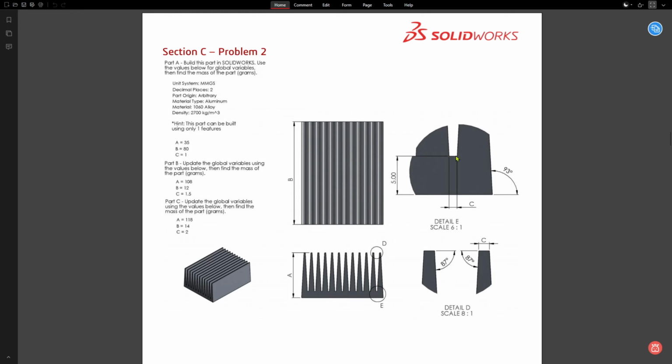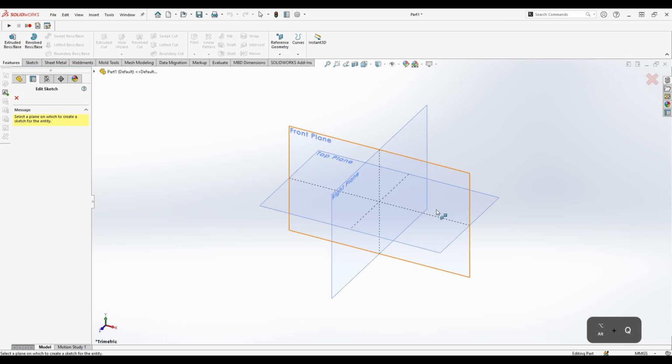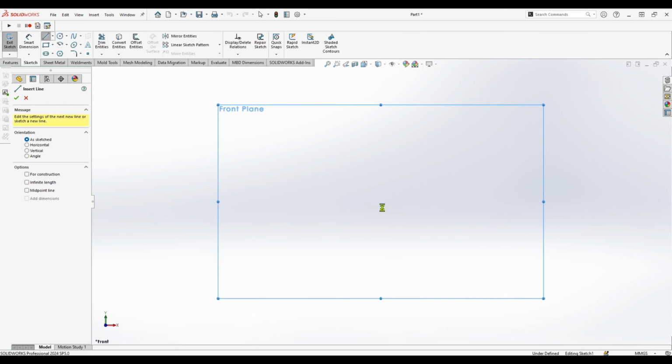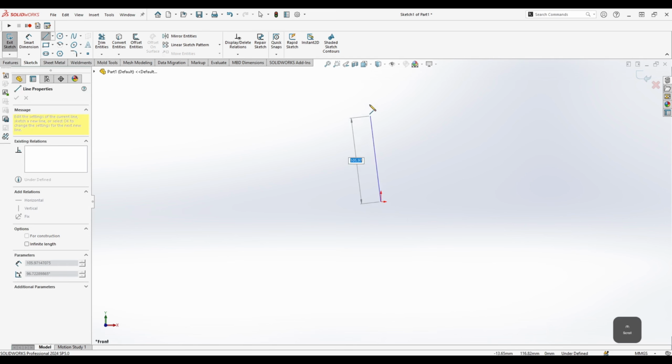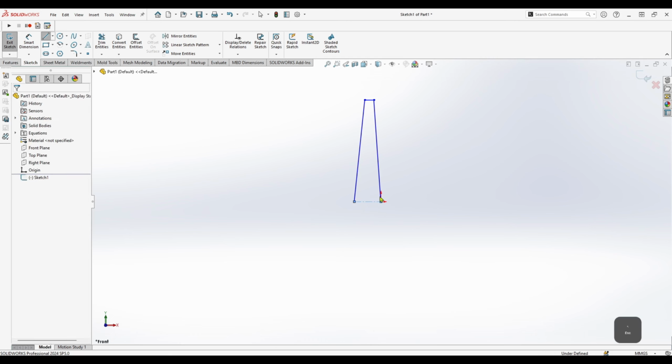Okay, we have a dimension for the gap at the bottom. We have a dimension for the flat at the top. And we have a depth of the base. Okay, so I think we have everything we need to model it. So let's head to SolidWorks and get going. So we can pattern this, but it's not going to be a normal pattern because of the shape of it.